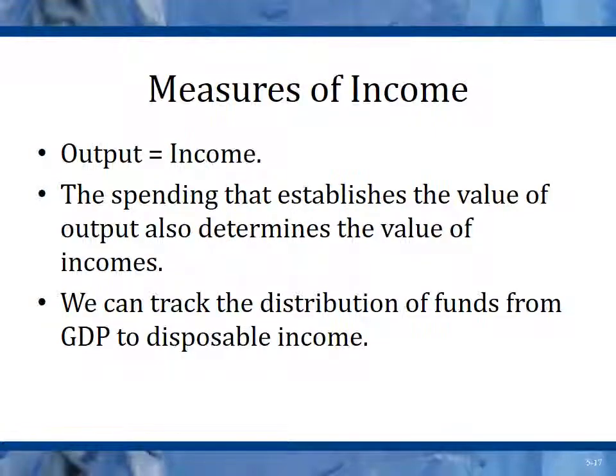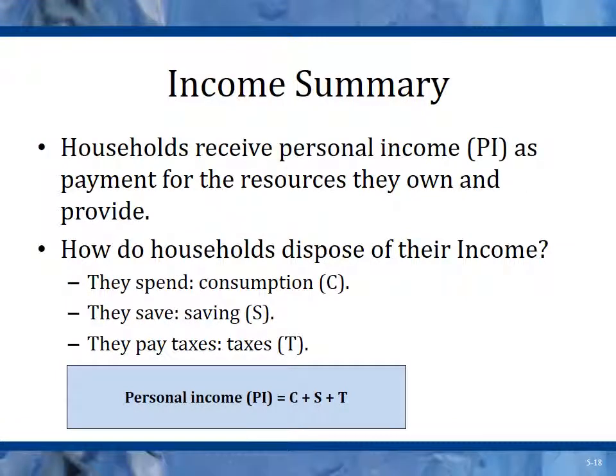Moving on. Income summary. Households receive personal income as payment for the resources they own and provide. How do households dispose of their income? They spend, consumption, they save, savings, and they pay taxes. So your personal income, your PI, is C plus S plus T. Your consumption plus your savings plus your taxes.